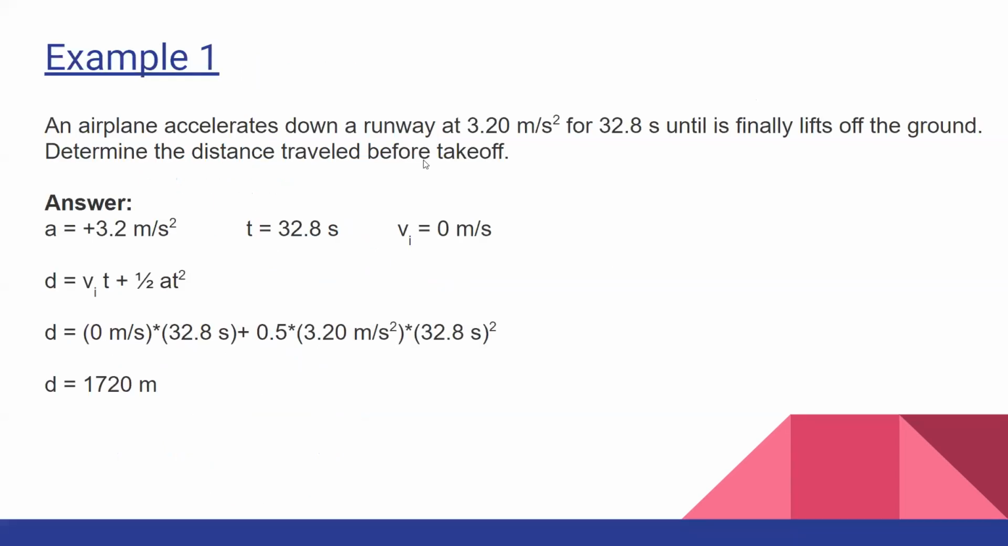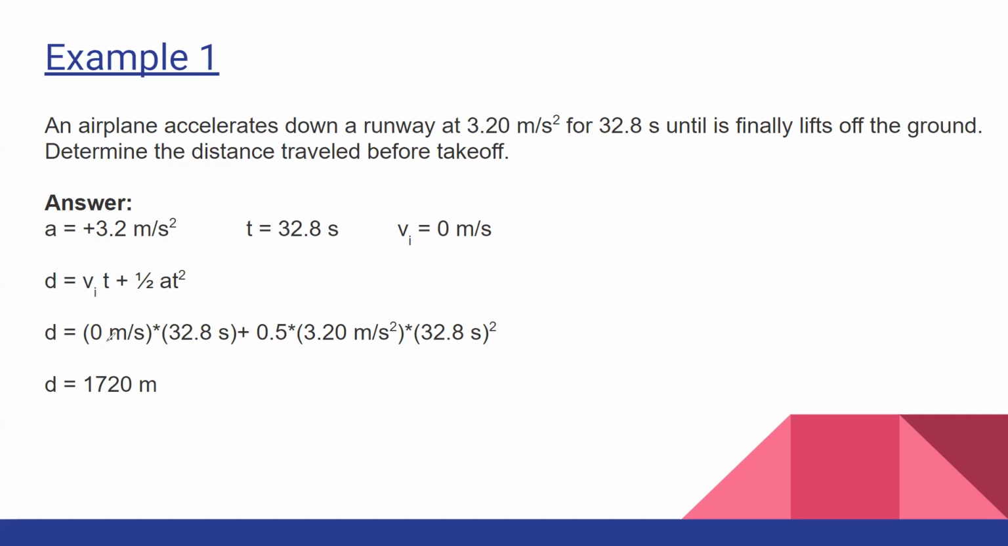Okay, if you want to solve this one, you might want to take out your calculators, because the numbers aren't great for doing mentally. Let's say a plane accelerates down a runway at 3.20 meters per second squared for 32.8 seconds until it finally lifts off the ground. Determine the distance traveled by this airplane before takeoff. Since the airplane is just traveling in one direction, your displacement is basically the same as your distance in terms of the numerical value.